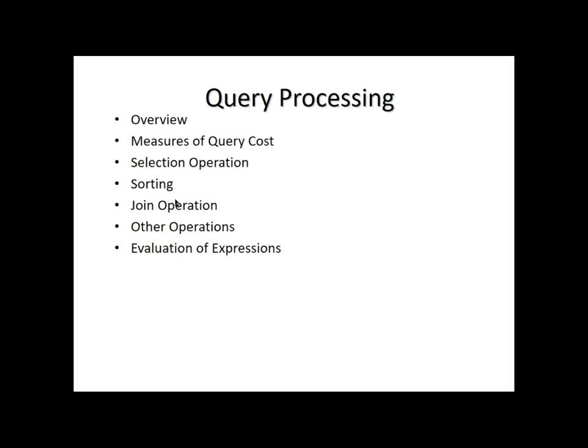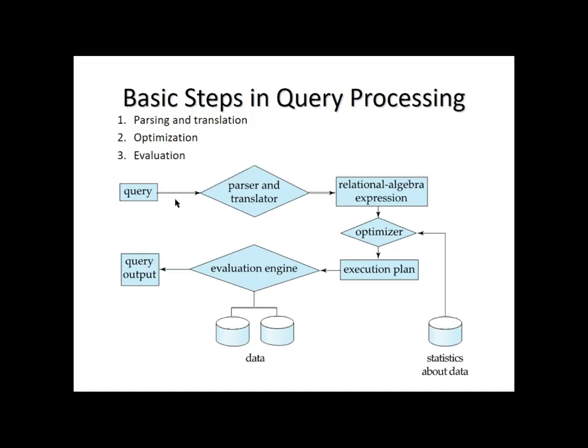the sorting methods and how they have been implemented in our query processing, the different join operations and other operations, and finally, as we have seen in the cycle of evaluation of the query, how the queries are evaluated, how the expressions are evaluated, and how to select the best method of processing. Okay. So these are the basic steps in query processing, and the three major steps are parsing and translation, second is optimization, and third is evaluation.